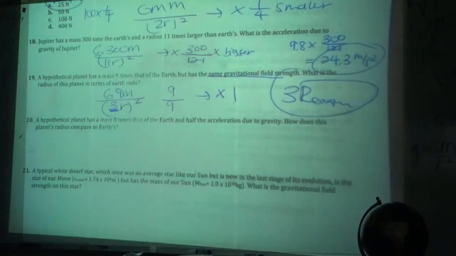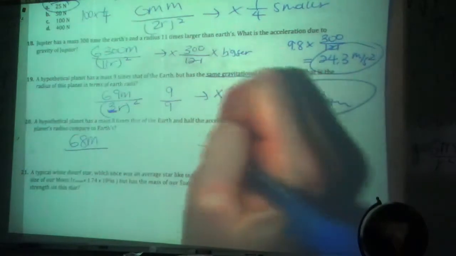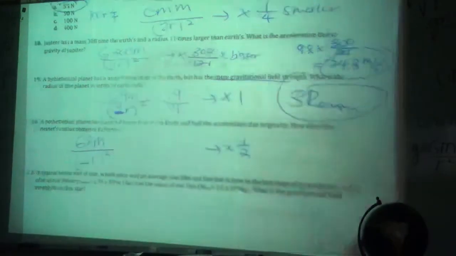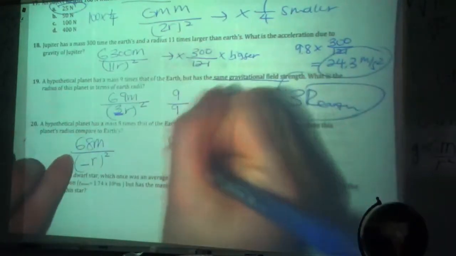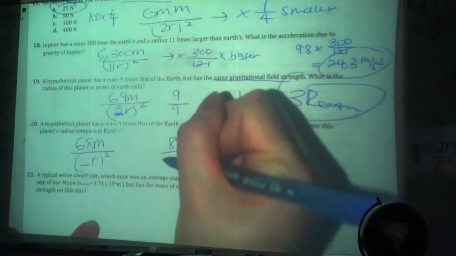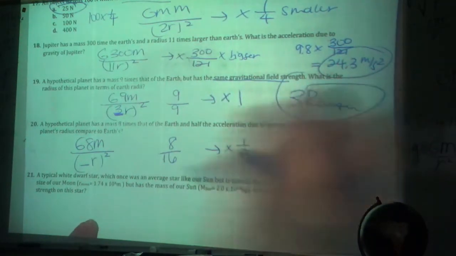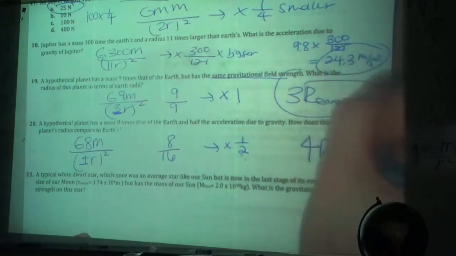A hypothetical planet has a mass 8 times that of Earth and half the acceleration due to gravity, so I want to end up with 1/2. And I want to know what happens to r then. So right now I have 1/2, right now I have 8. I want to end up with 1/2, which means on the bottom I would have to have a 16, because 8 over 16 is equal to 1 over 2. If I want 16 on bottom, that means I need 4 times the radius, so 4 times the radius of Earth.